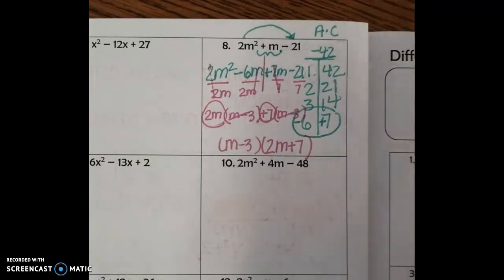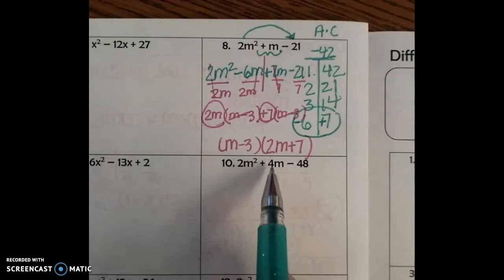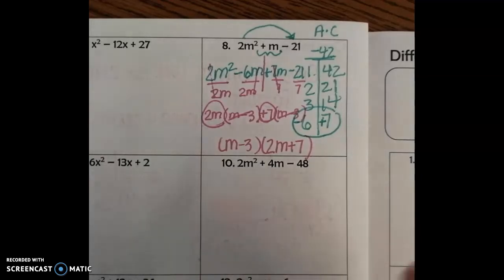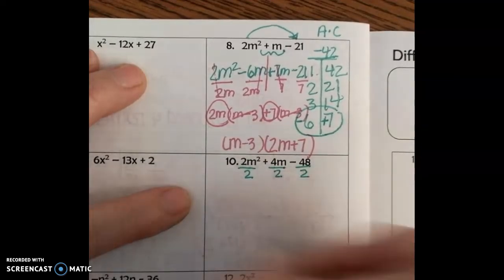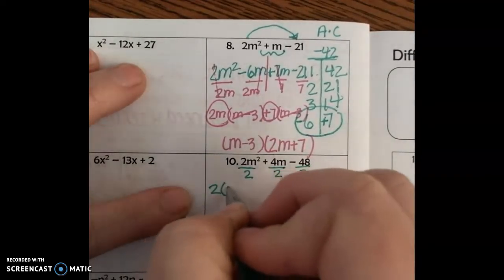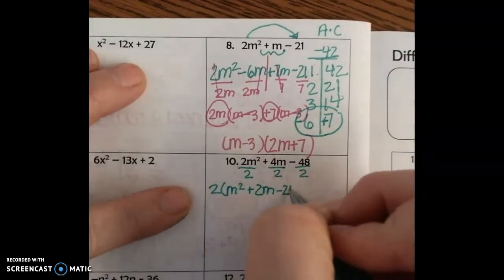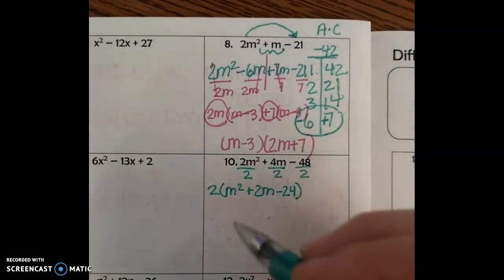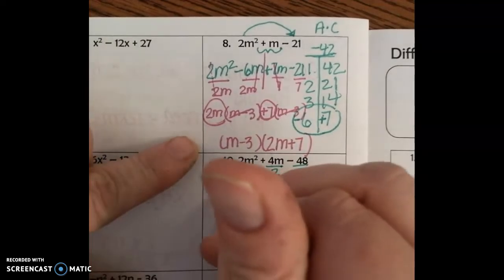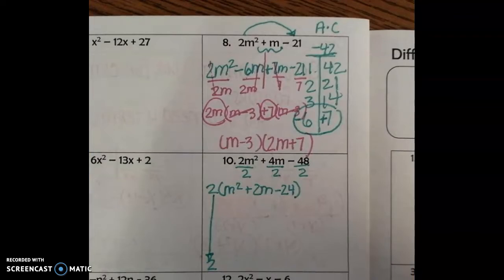I also want to do number 10 because number 10 actually has a GCF. If we look, there's 2, 4, and 48. They all have a 2 in common, so I'm going to pull the 2 out. 2 is going to go in front, and what's left over is m squared plus 2m minus 24. Now that I've done that, I'm going to ignore this GCF. He's just going to kind of travel along. I'm going to bring him down. He's going to be in my final answer. There's nothing else I can do with that GCF, so I'm going to put him there.